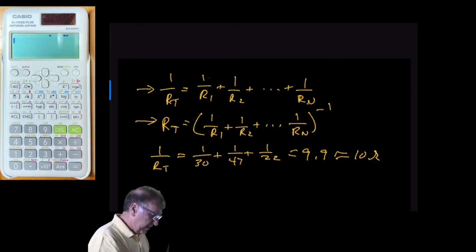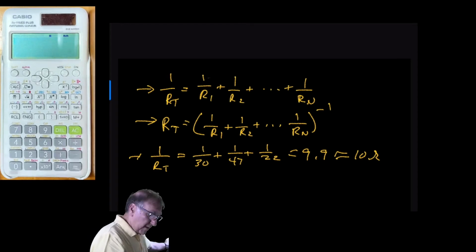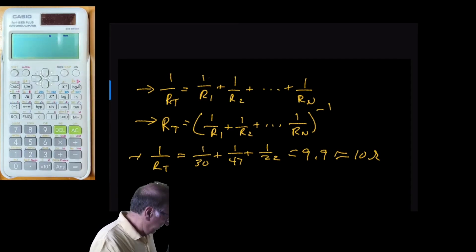So if we plug in the values for the resistors from our example here, we have 1 over R total equal to 1 over 30 plus 1 over 47 plus 1 over 22, which equals 9.9 ohms. And we could calculate that with our calculator here.